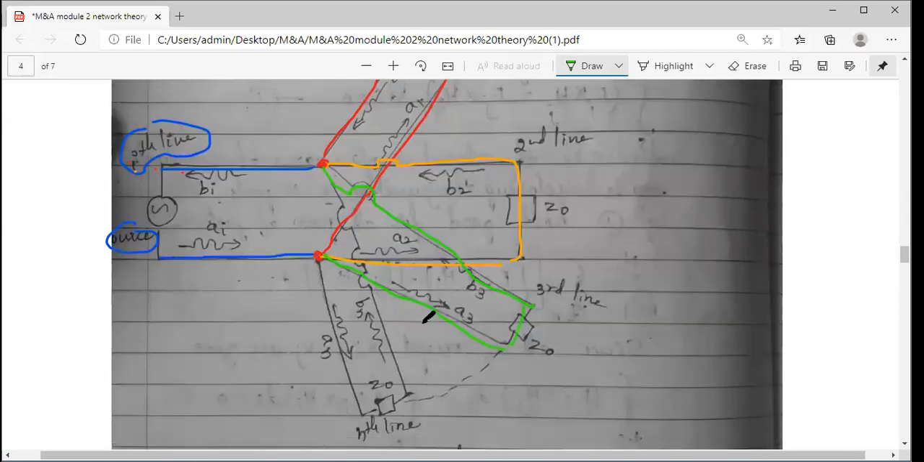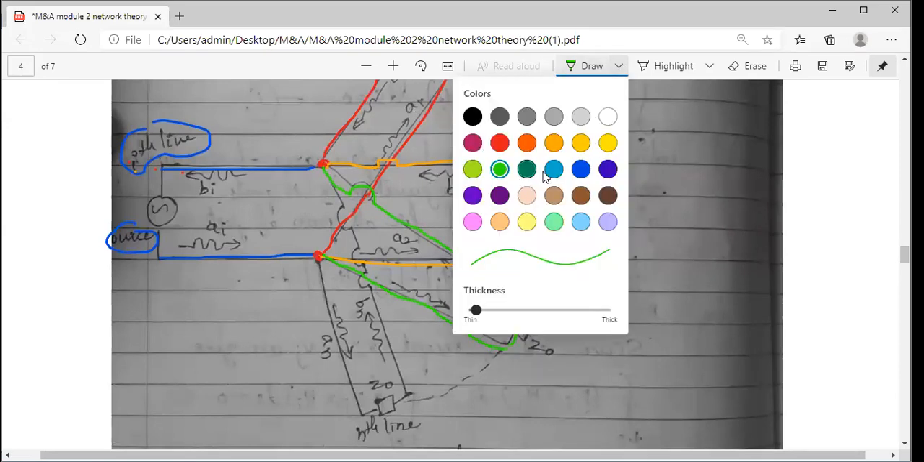Coming to the third one. This is your third line. So a pair of two different ports, a two-port network. So you have the ith line and the third line. So how many pairs are there? One pair, two pair, and third pair. Like that, many pairs will exist here. So it is a multi-port network.